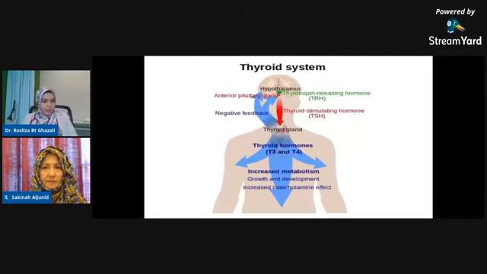Goiter means the swelling of the thyroid gland per se. But sometimes you can also have swelling of not the whole gland, but part of the gland. You call it a nodule. So basically, thyroid disease comprises hormonal imbalance and also swelling.